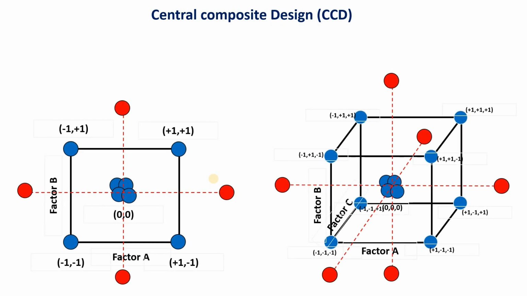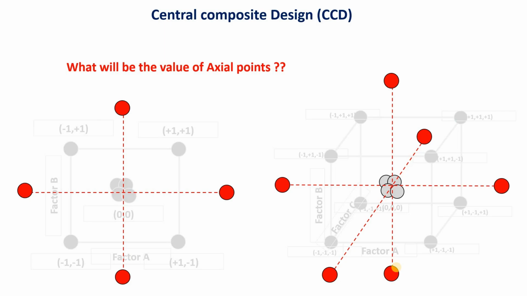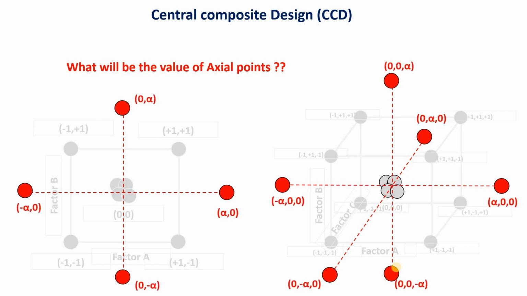Okay, the next is, I'm considering 2 factors and 3 factors at a time for better understanding. The question is, we know the factor conditions, like low level and high level for each factor. We know the center point for each factor. The question is, what will be these axial values, and what do we call this axial value? So what will be the value of the axial point? Fade out the other things, we will focus on this axial value. This axial value is called alpha, and alpha can be anything.